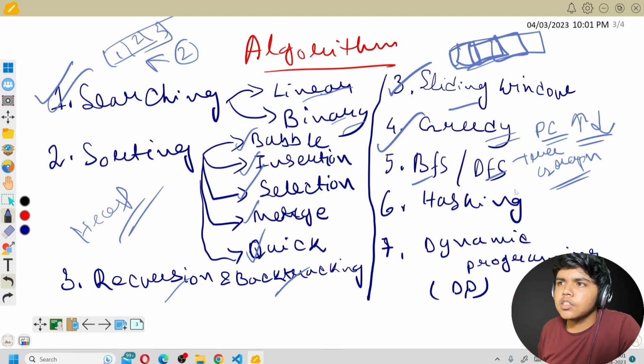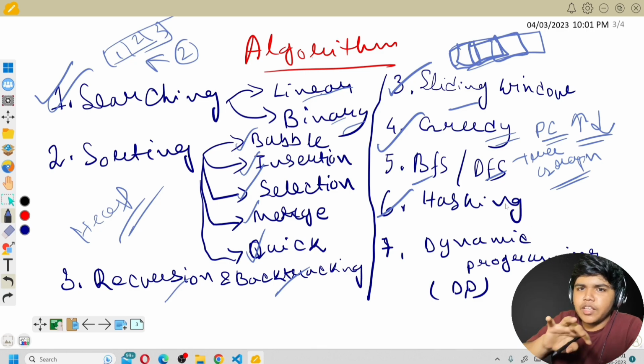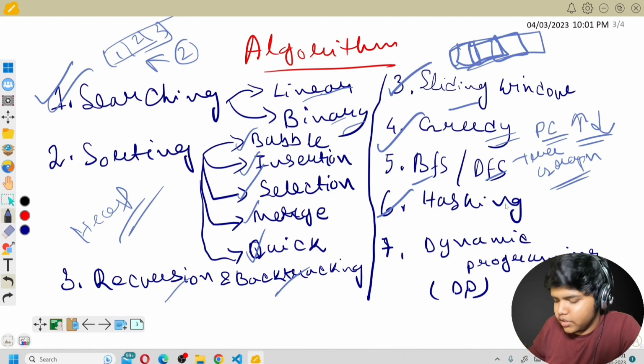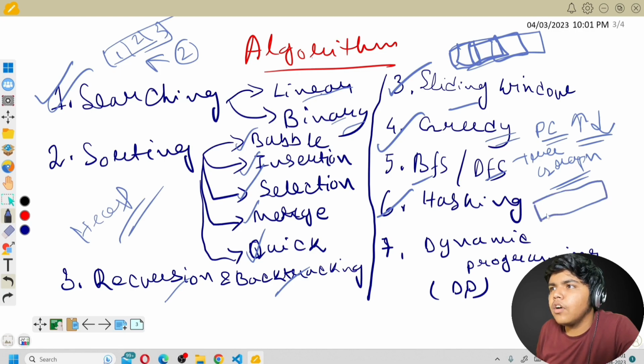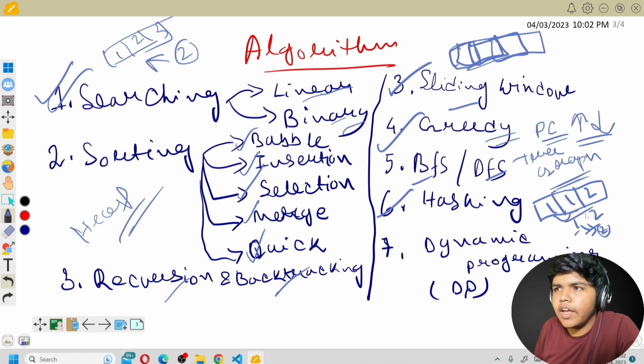Okay, now the sixth point is hashing. Hashing is a very broad topic, so I will cover it when I teach hashing, but I can tell you briefly. If I have an array like 1 1 2, in the hash table we can store 1 and 2 and store the corresponding counts: we have two 1s, so we can store 2 correspondingly. This is called hashing. So I can explain it later.